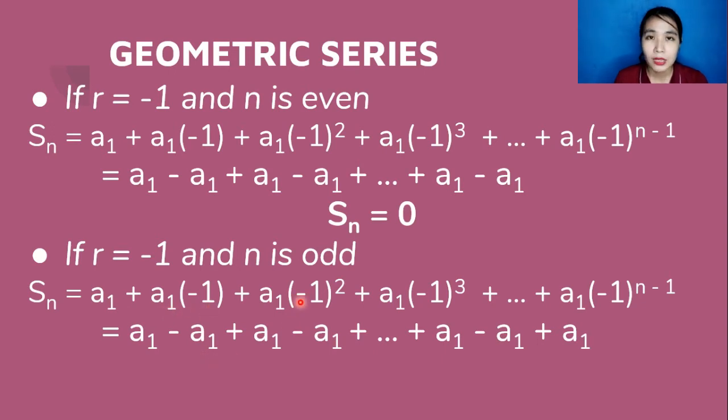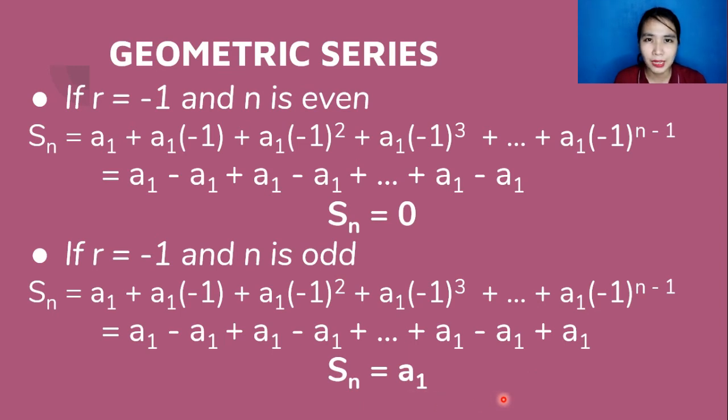Negative 1 squared is positive 1 times a sub 1, which is a sub 1. Negative 1 cubed is negative 1 times a sub 1, which is negative a sub 1, plus so on and so forth until we have a sub 1 minus a sub 1 plus a sub 1. So in this case, we can simplify this by cancelling a sub 1 minus a sub 1, a sub 1 minus a sub 1, and the same with a sub 1 minus a sub 1. So the remaining will be a sub 1.